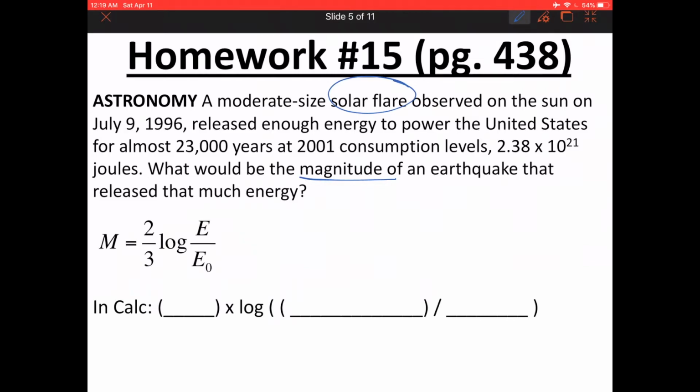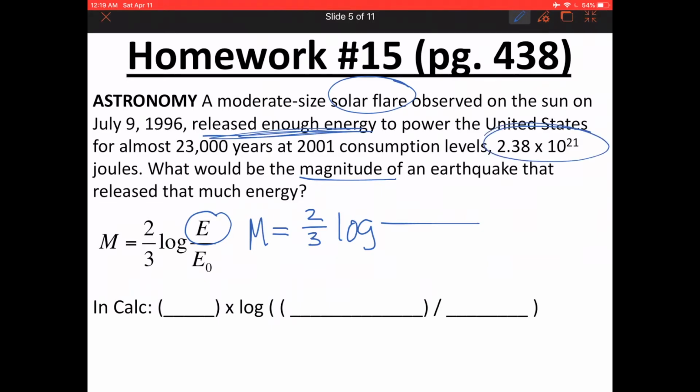So I'm going to start with my formula. M equals 2/3 times log. For E, they tell me that the energy released, enough energy, was 2.38 times 10 to the 21. So that's what I'm going to put in my numerator, 2.38 times 10 to the 21. Remember, for e sub 0, I always use my value of 10 to the power of 440. Please be careful. We've set up the entire equation. Now it's just putting it into the calculator.